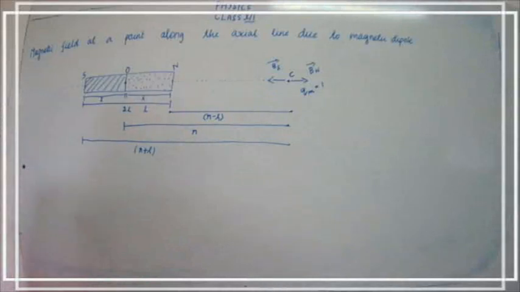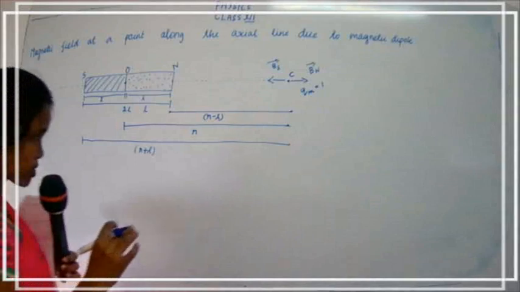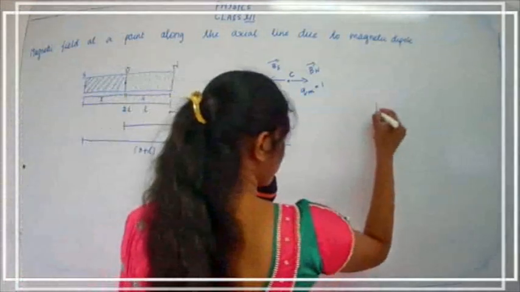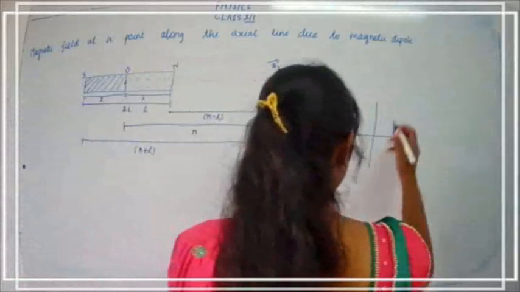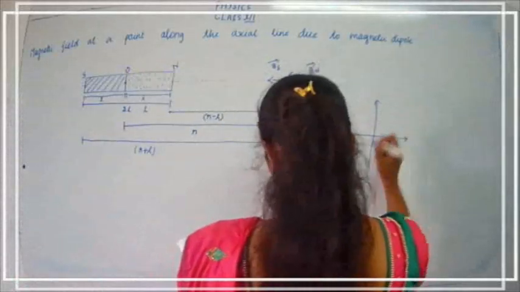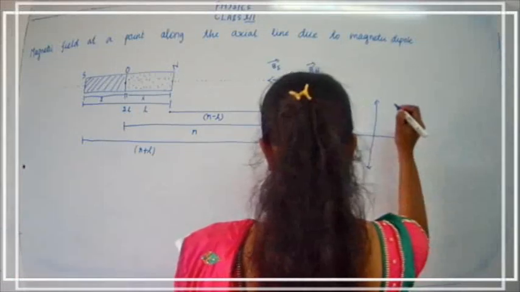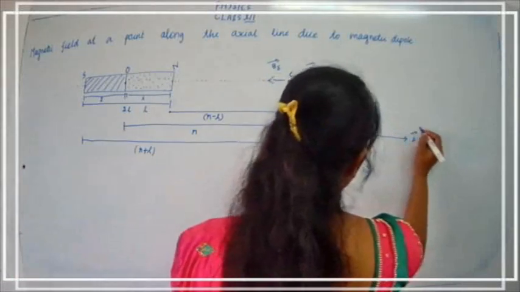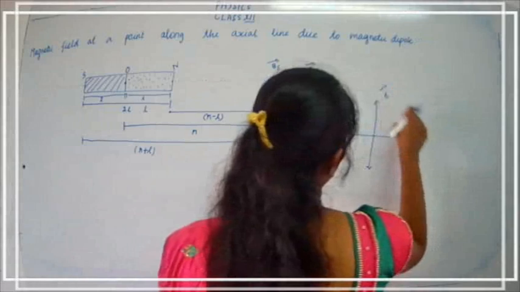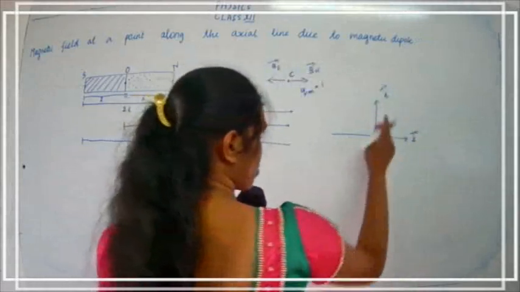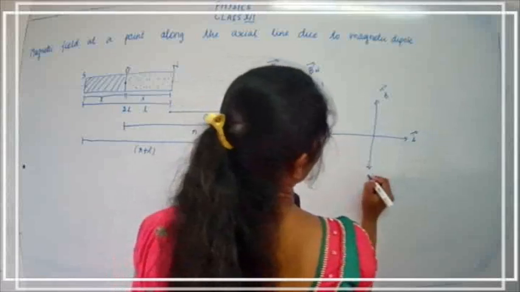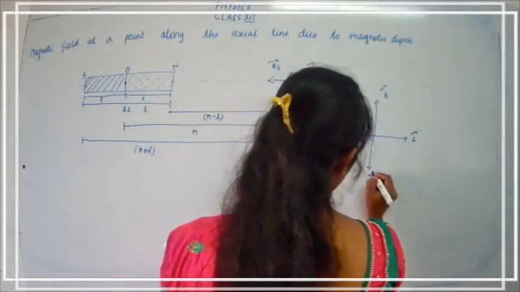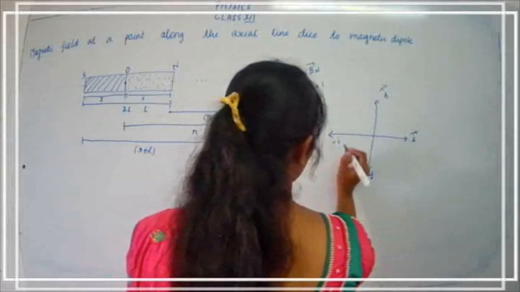Now we are going to apply Coulomb's law here. Before applying Coulomb's law, we know that a plane is divided into i and j vectors. This is the i vector and the j vector. These two are positive, as you know from a graph, and these two are negative. So this is minus j, this is minus i.